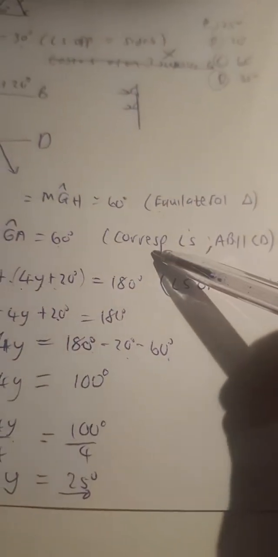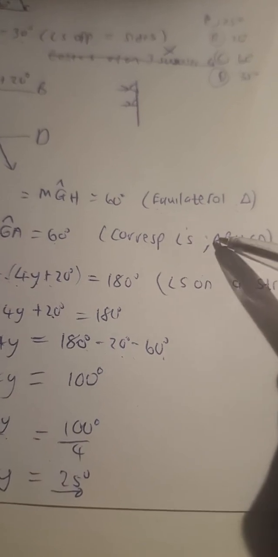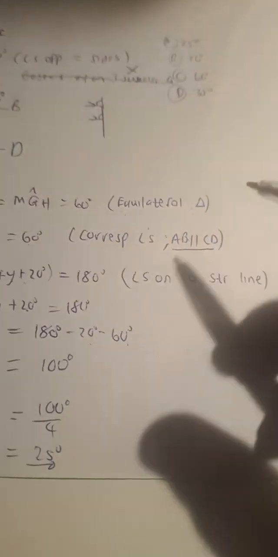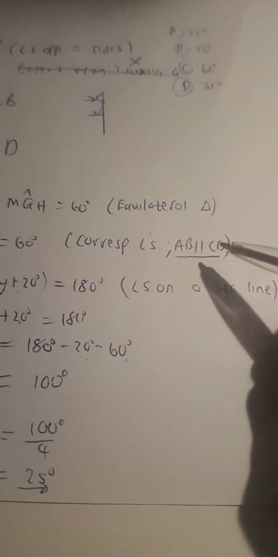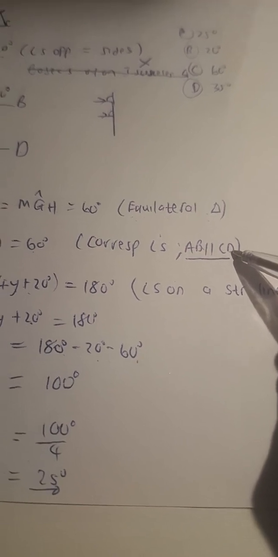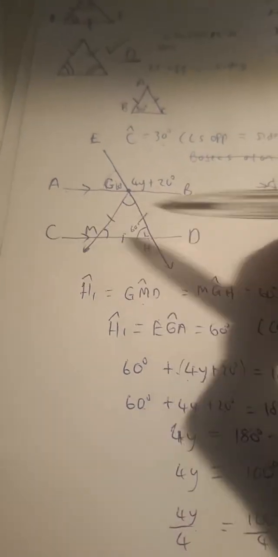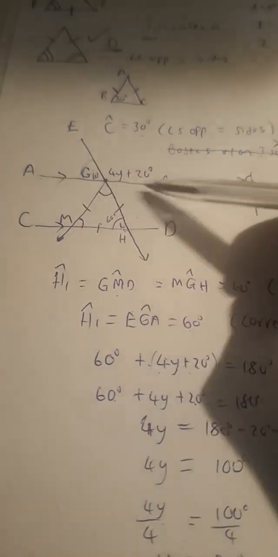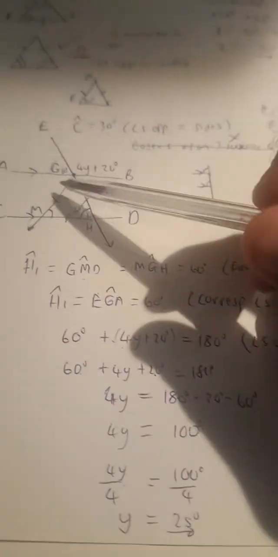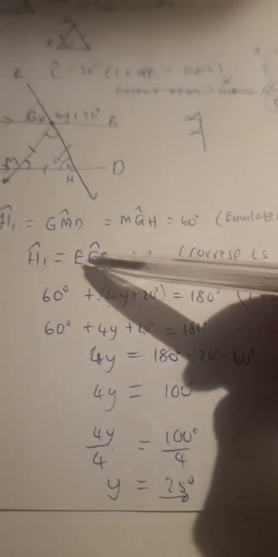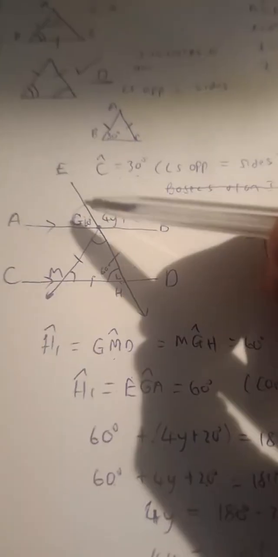The reason: corresponding angles. We don't forget, guys, when we are writing this reason, to also state the parallel lines. Failure to state the parallel lines leads to penalization of the reason mark. You must state the lines that are parallel: AB is parallel to CD. You must not just say corresponding angles, but also indicate that AB is parallel to CD, because it's because of the lines being parallel that these corresponding angles are equal. Now, you have 60 there.